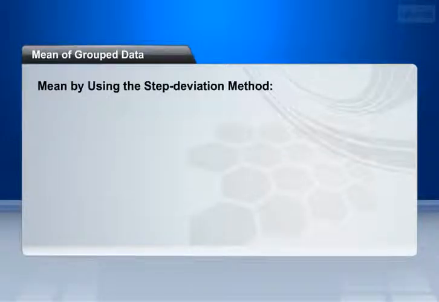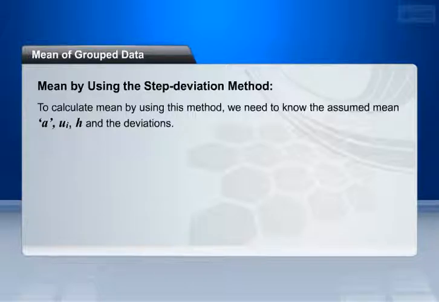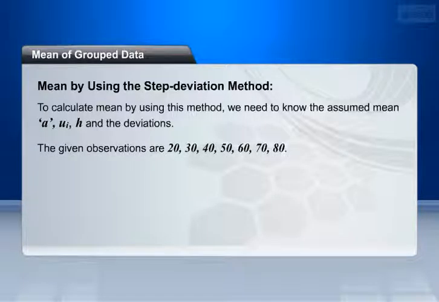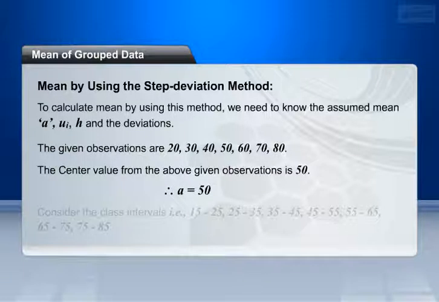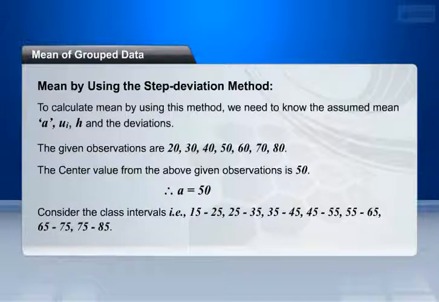Calculating mean by using the step deviation method. To calculate the mean by using the step deviation method, we need to know the assumed mean A and the deviation. The given observations are 20, 30, 40, 50, 60, 70, 80. The center value from the given observations is 50. Therefore, A equals 50.